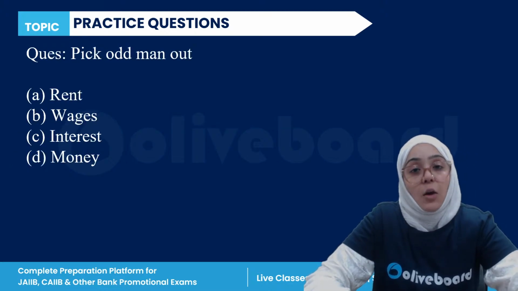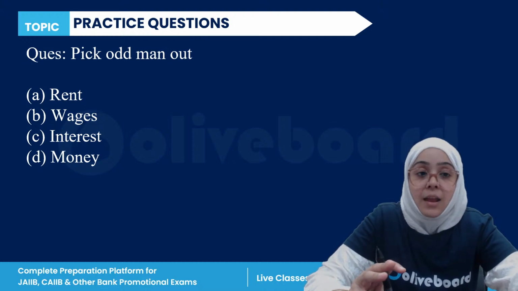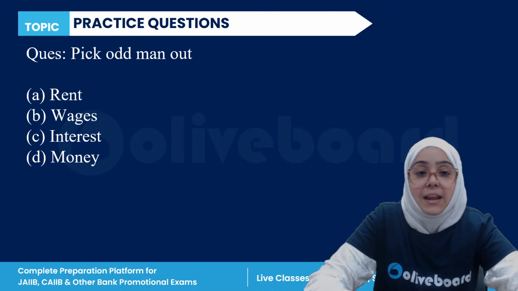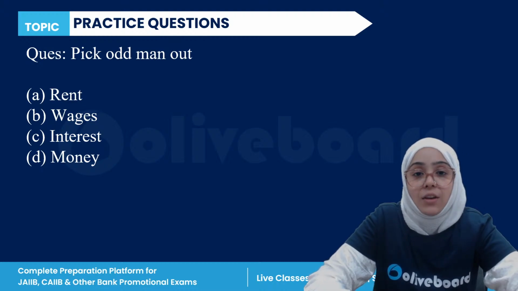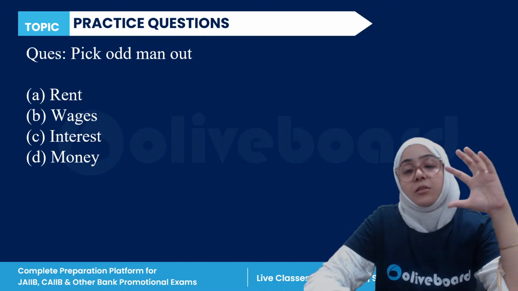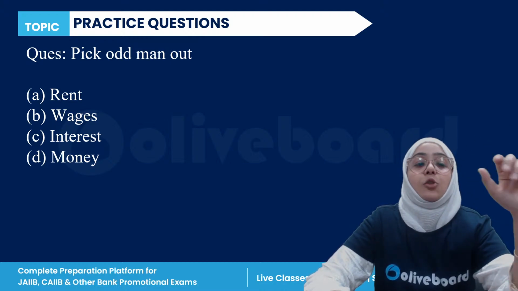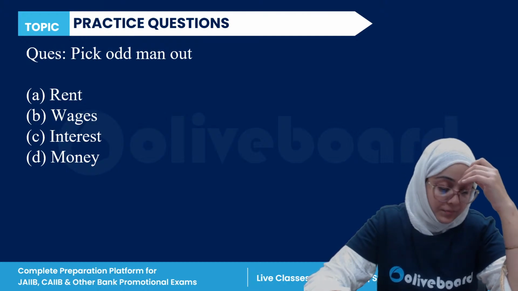Pick the odd one out. Rent, wages, interest, or money. Pick the odd one out, everyone. You just use your mind and answer this question. Rent, wages, interest, and money. Odd one out.